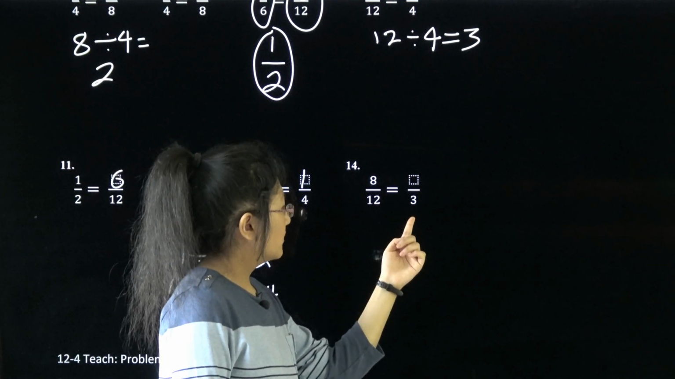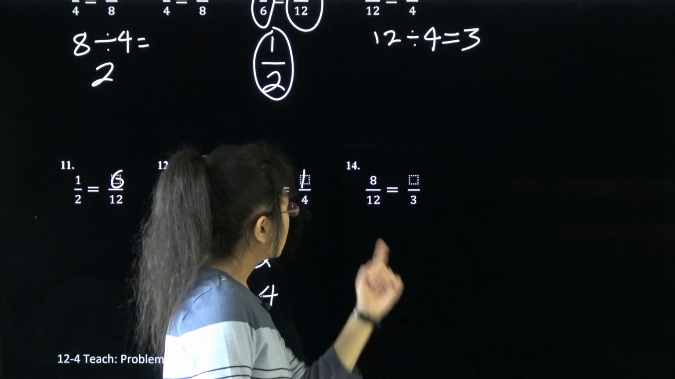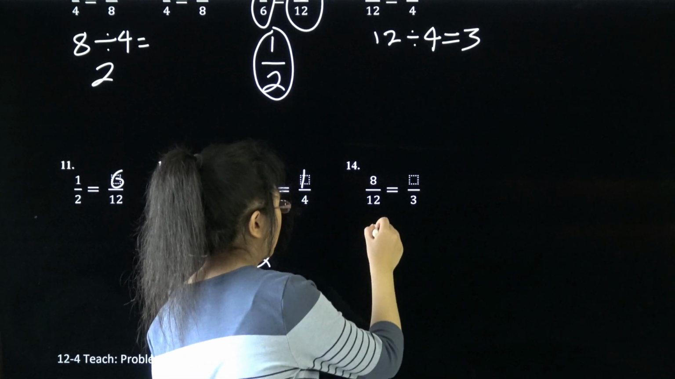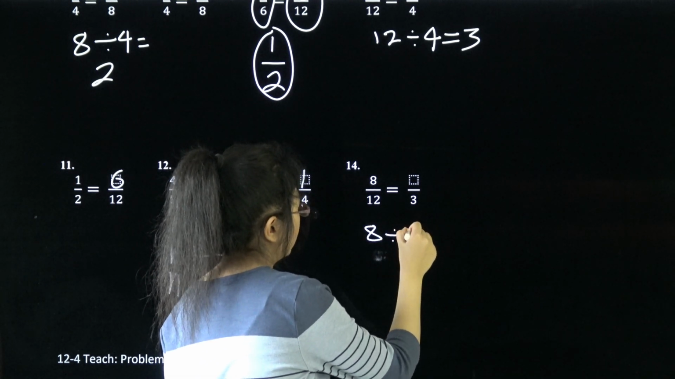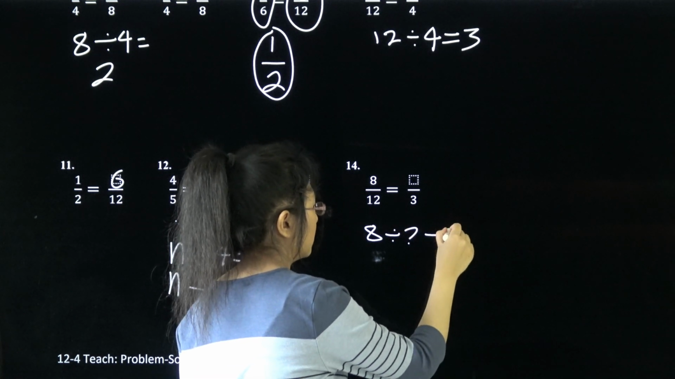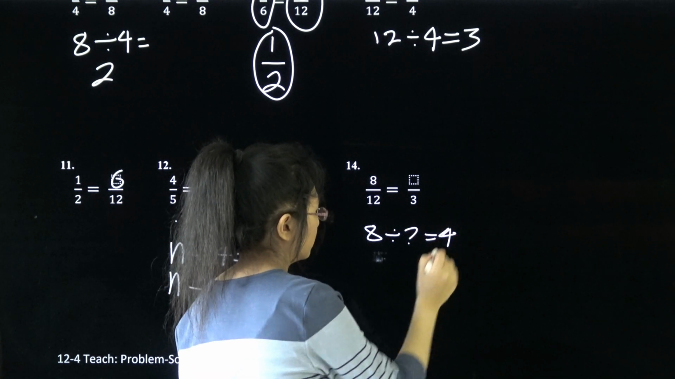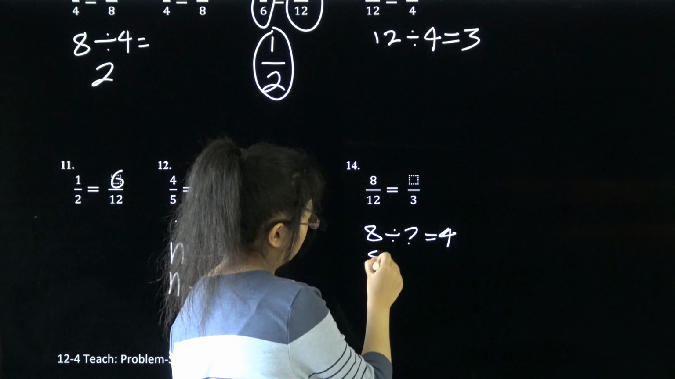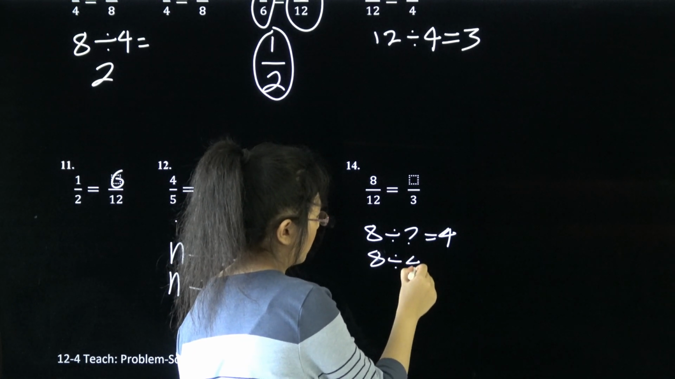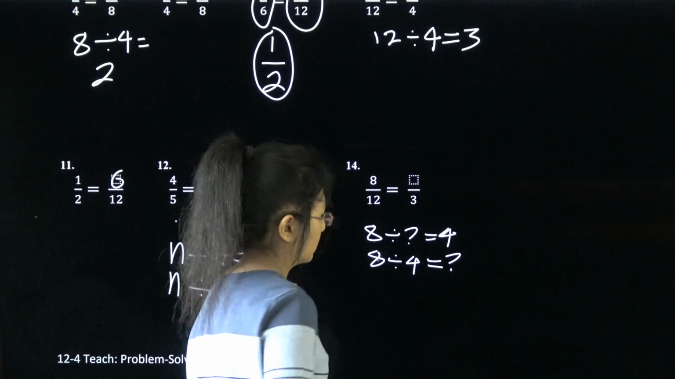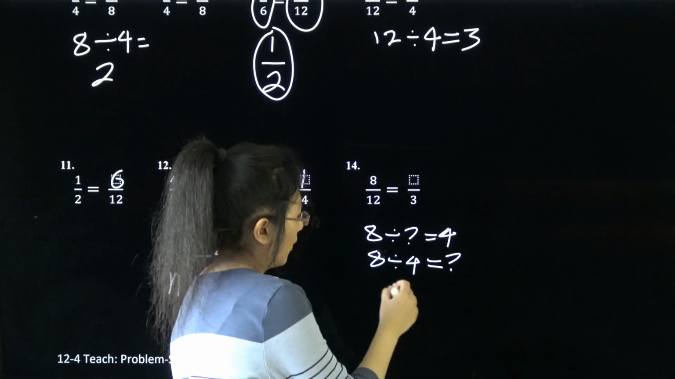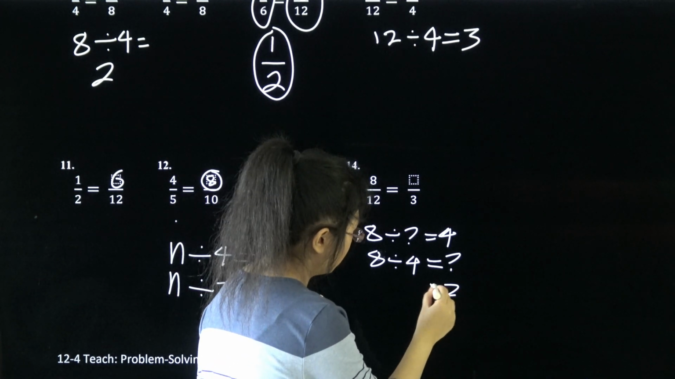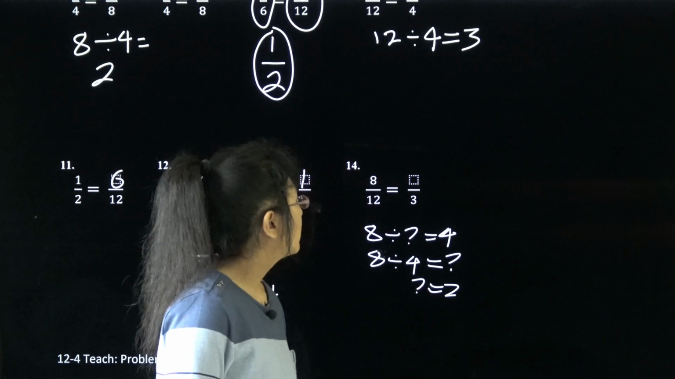12 divided by 3 equals to 4. So 8 divided by this unknown number must also equal to 4. So 8 divided by something equals to 4. Well, the something is 8 divided by 4 equals to something. So 8 divided by 4 equals to what, guys? 2. So something equals to 2.